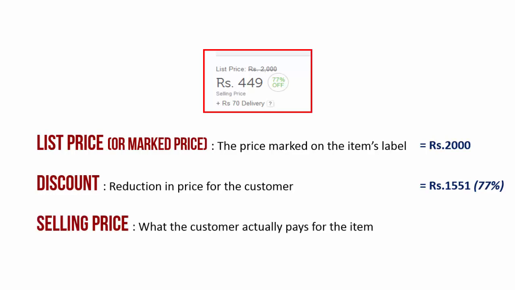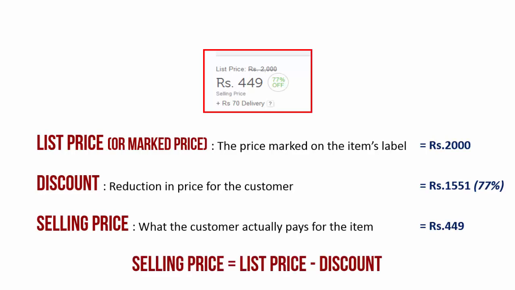And the selling price is what the customer actually pays for this sari. The list price of this sari, the price that is marked on the label of the sari, is 2000. Flipkart is giving a discount of 77% on this particular sari. So when a customer finally goes and buys the sari, the customer pays 449. 449 then is the selling price of the sari. Therefore, selling price is always the list price minus discount.